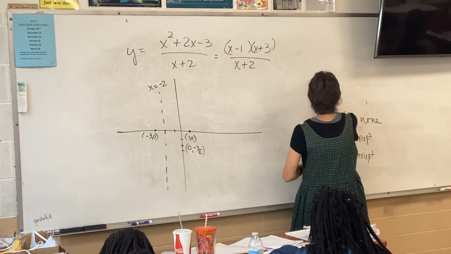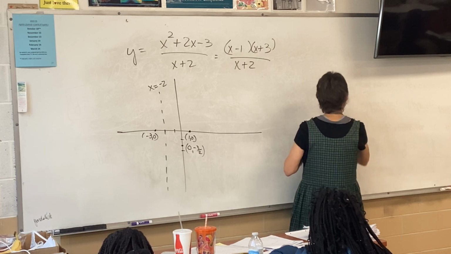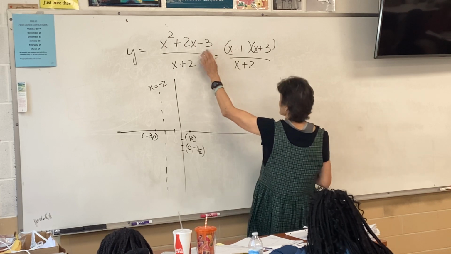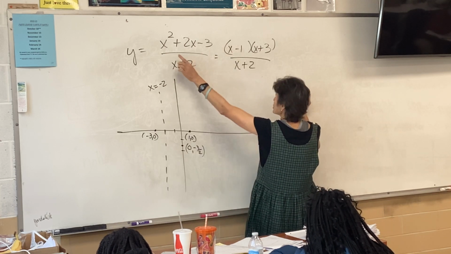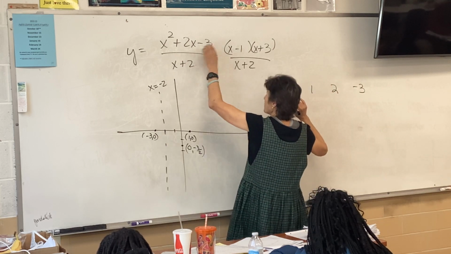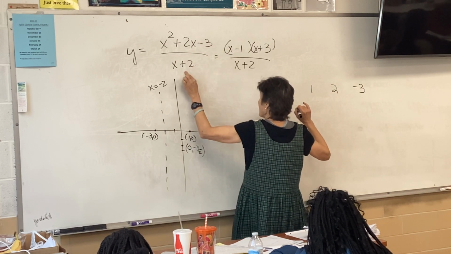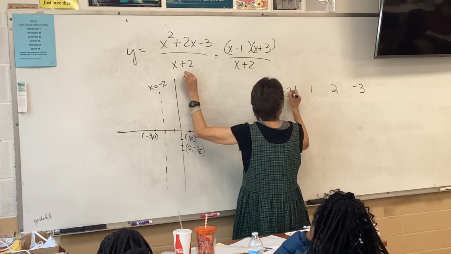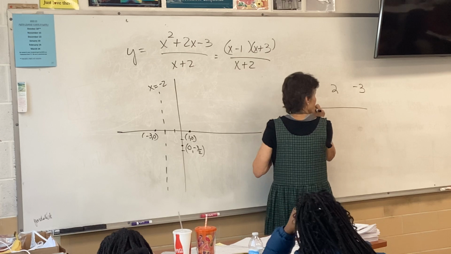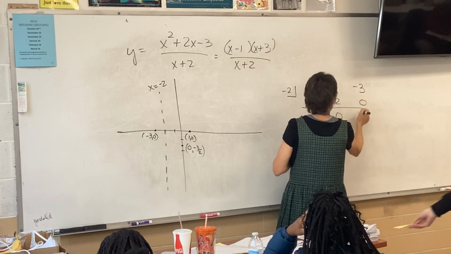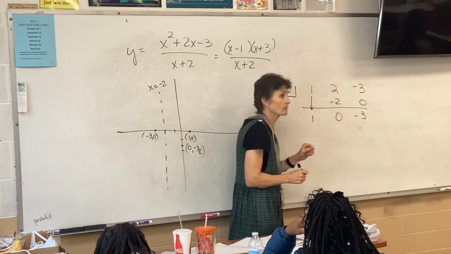I'm going to erase it now because in order to find my slant asymptote, my end behavior asymptote, I'm going to do a division. 1, 2, -3, that's these numbers right here. And I'm dividing by this, so what's going to go in the box? -2. 1 comes straight down, so -2, -3, thank you.